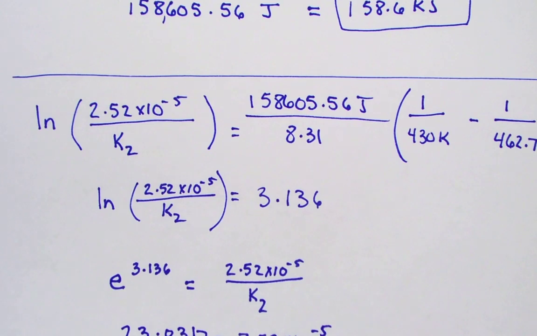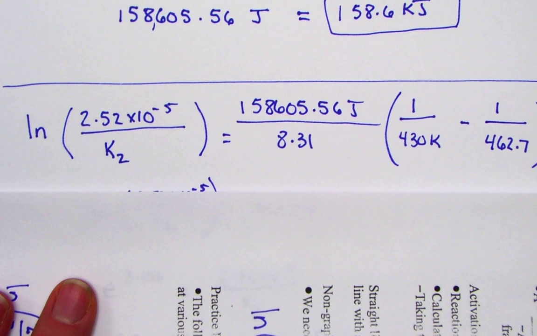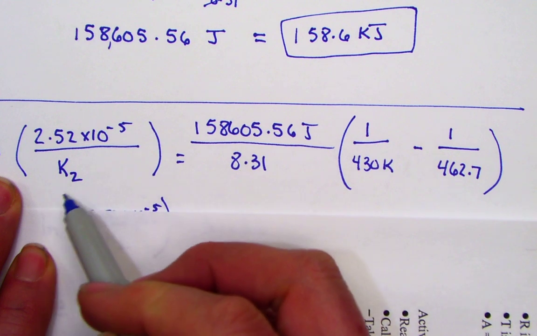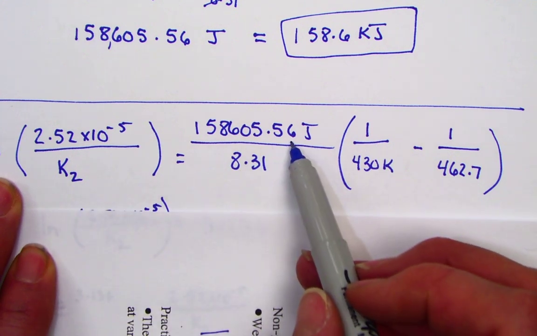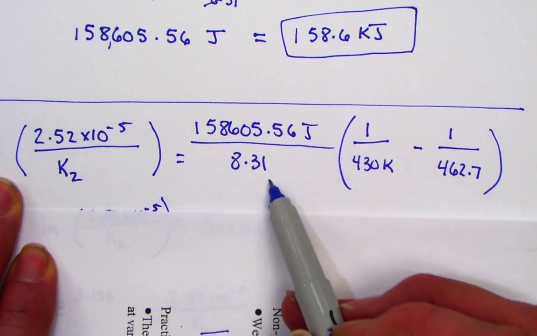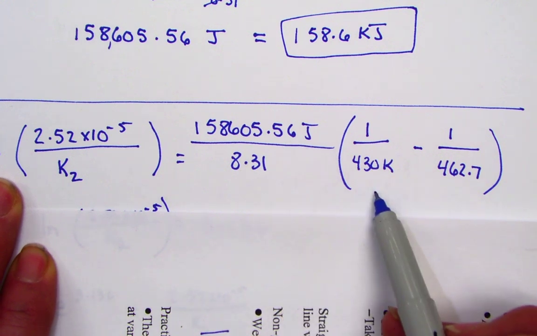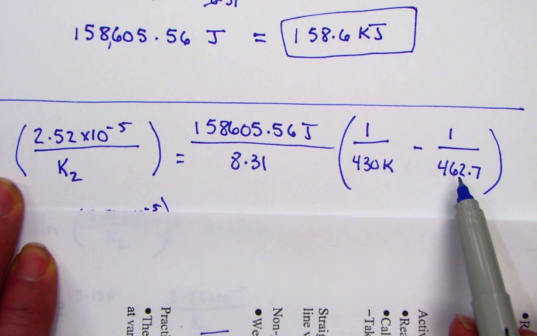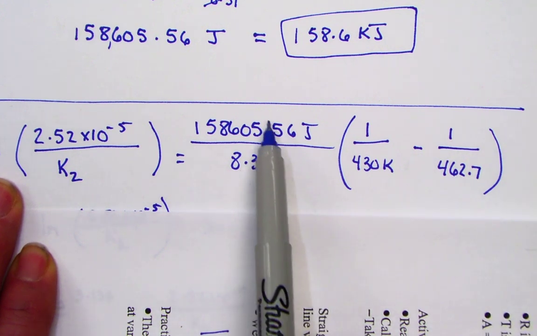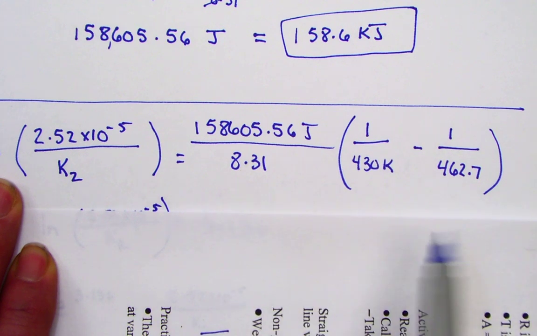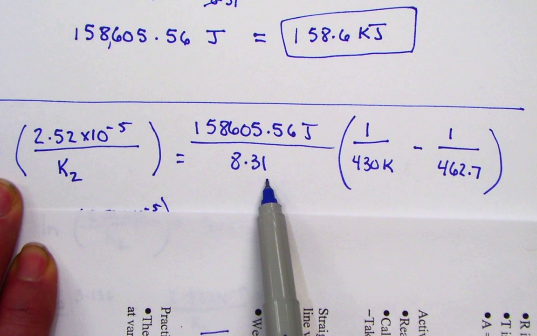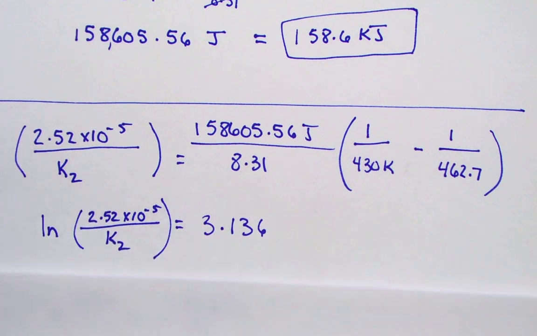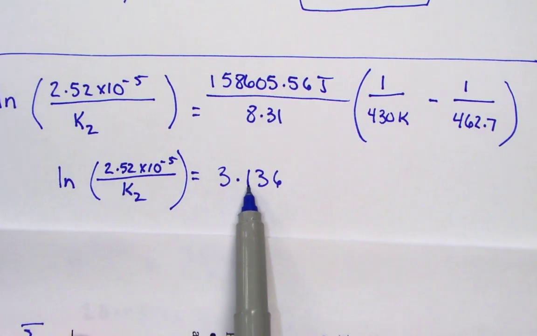Putting back into the equation, here's what we had just a moment ago. This is just recopied from the note pack: the natural log of K1 from the first line of the data table over K2, set equal to our activation energy solved for just above in joules over the R constant 8.31, and the comparison of temperatures, 1 over 430 minus 1 over 462.7. What I then did was take my time and simplify the right-hand side of my equation. I divided the joules by 8.31 and multiplied by the reciprocal of those two temperatures. When I did that, I found the right-hand side simplified to 3.136.